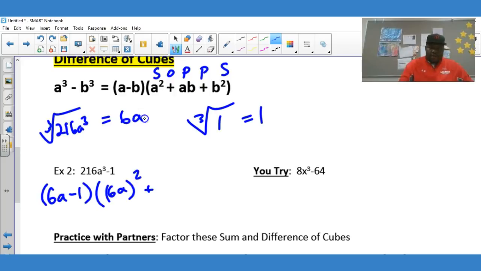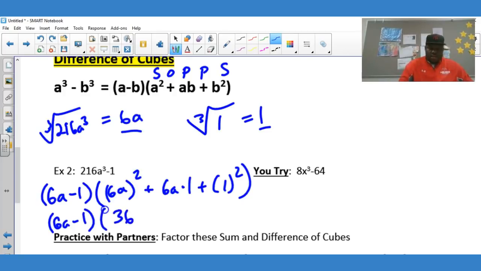And then the product of the two terms, so 6a times 1. And then plus, and then square the second term, square that 1, so 1 squared. Now simplify. 6a minus 1. Right here, 6a squared, well, 6 squared is 36, a squared is a squared. 6a times 1 is 6a. And 1 squared is 1. So there is example 2 factor.